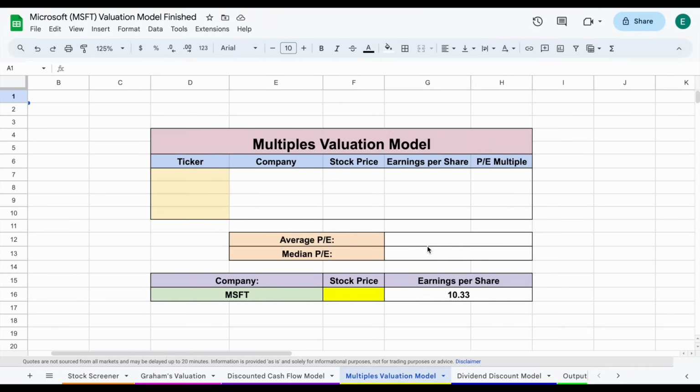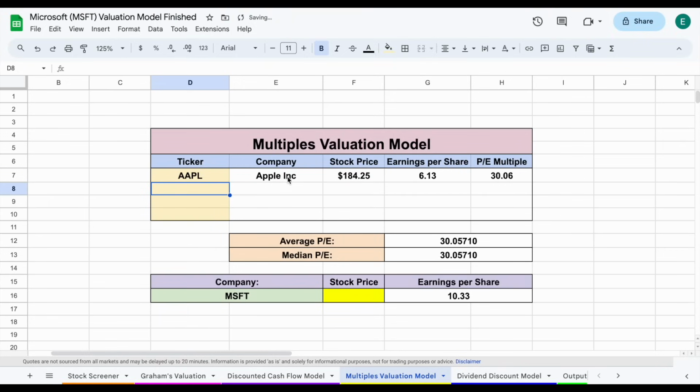The idea behind our multiples valuation is we should be able to value a stock like Microsoft based on how the market is valuing stocks that are similar in structure using a price to earnings multiple. So for example, with my automated spreadsheet, all we would need to do is come up here and plug in some similar companies. Maybe we think Apple is similar. Again, this is just an example. I'll plug that in and you can see the company name will automatically load in, their stock price, and the earnings per share.